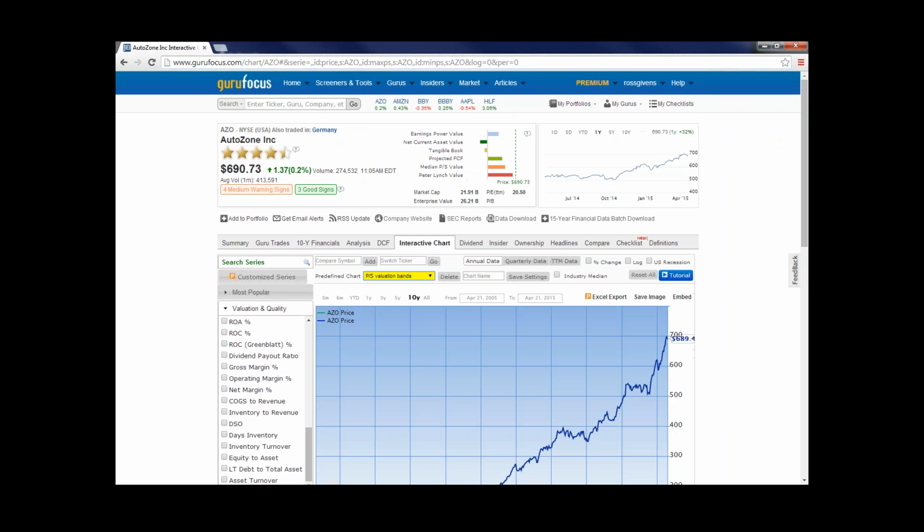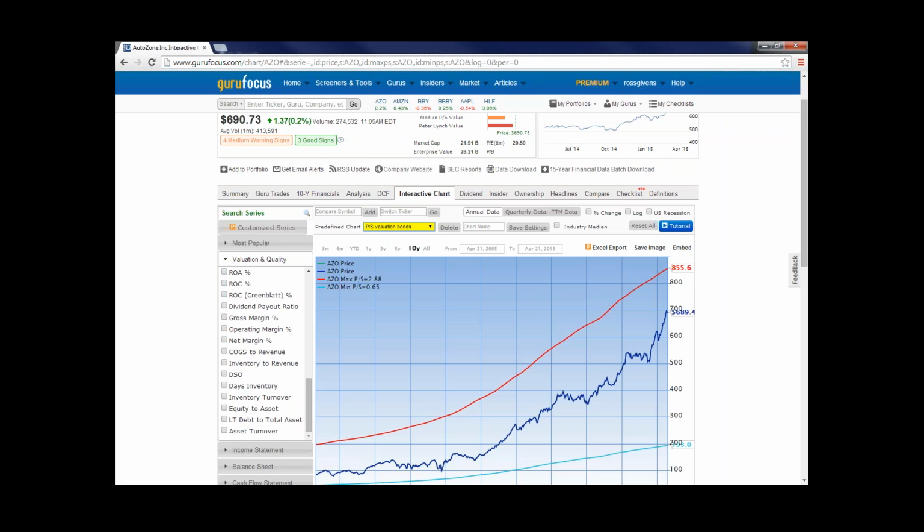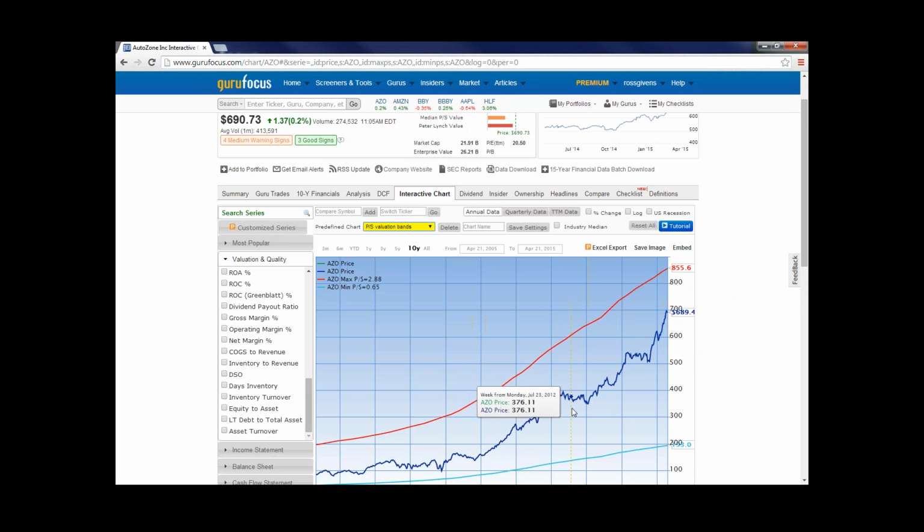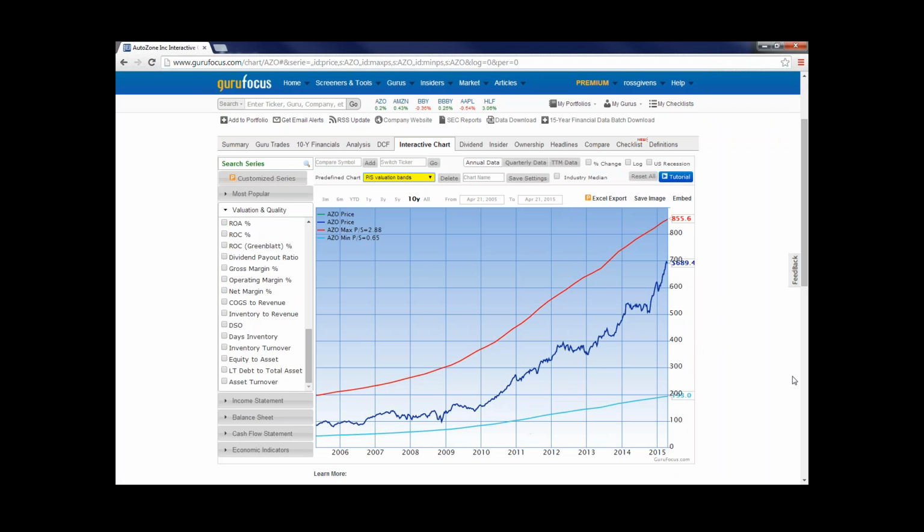Another is those price to sales valuation bands we mentioned. It's going to show you the high and the low end, and you can add the median as well if you want, but you'll get a pretty good idea of where you lie within that price to sales range, the historical price to sales range.